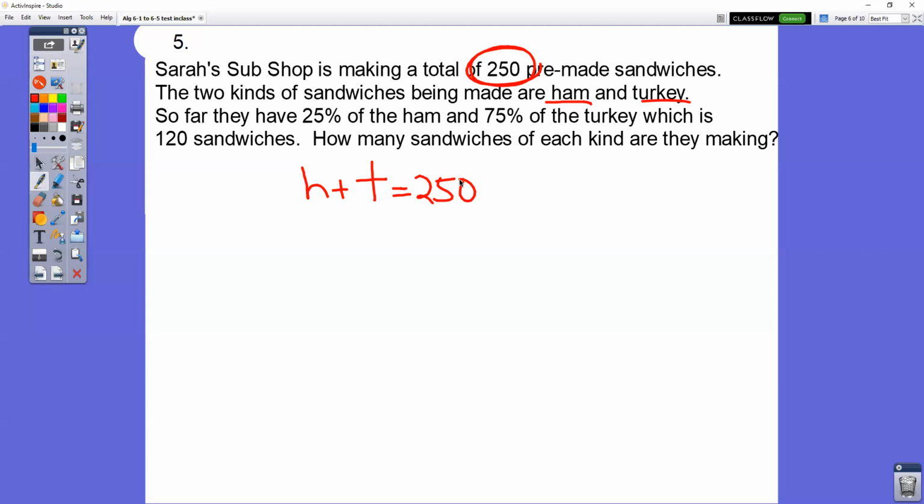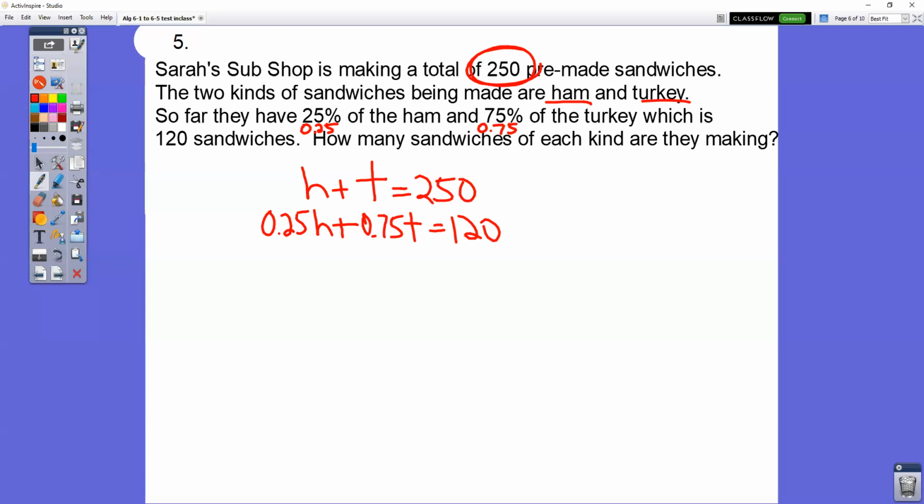So far they had 25%. Now 25% is really the decimal 0.25. 75% is really the decimal 0.75, which is 120. So they have 25% of the ham, so you're going to have 0.25H plus 75% of the turkey. So 0.75 times the turkey equals 120 individual sandwiches. So there's our two equations. There's the system that we need to solve.